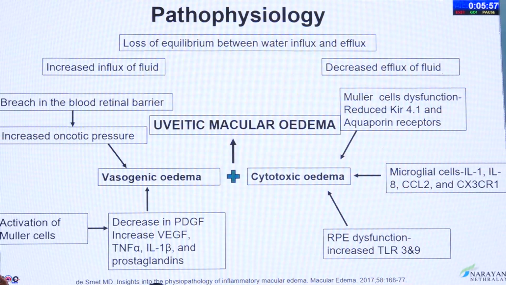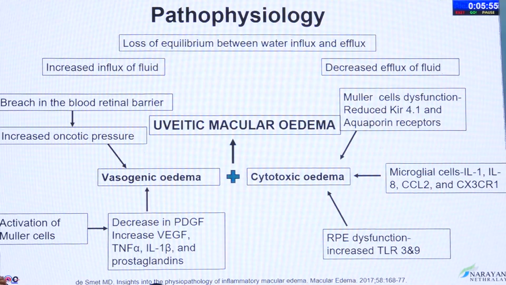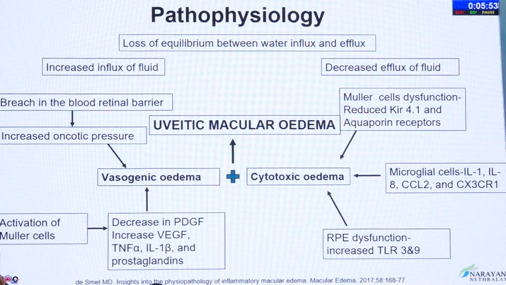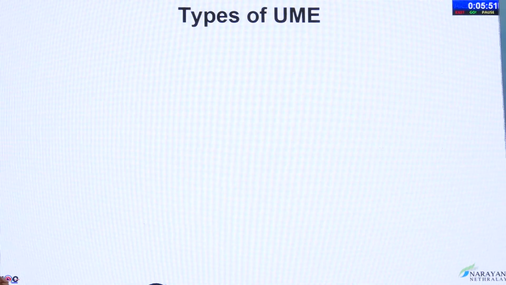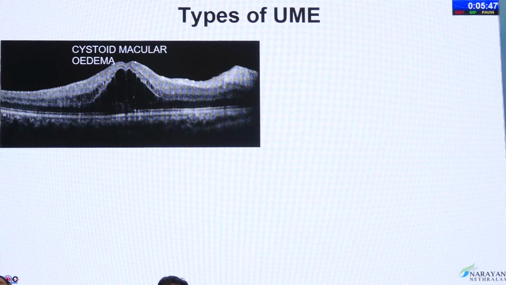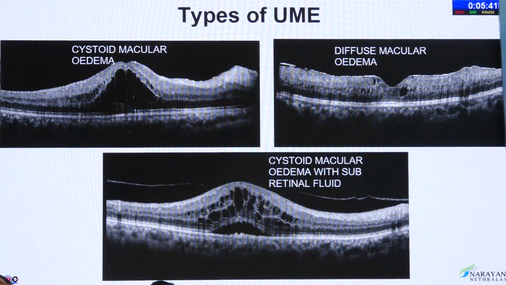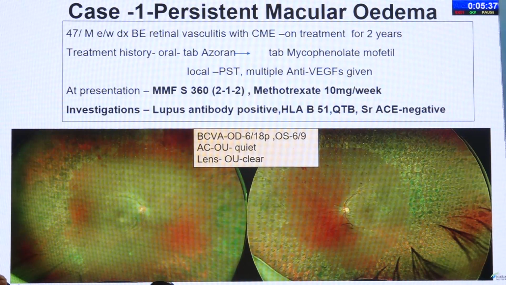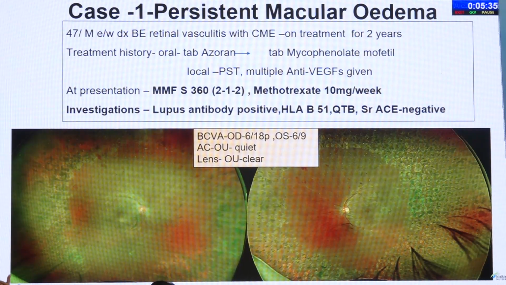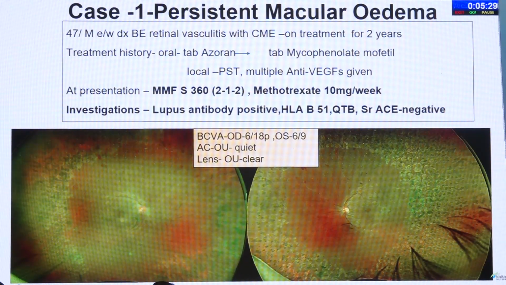So it's important we understand what pathogenesis is occurring in each case. Accordingly, we have to plan our treatment. Coming to types of uveitic macular edema, it could be a cystoid macular edema, which we commonly see, or diffuse macular edema, or cystoid macular edema associated with subretinal fluid. And now we'll move on to case examples. This instruction course is based on the cases, so now we'll see cases. First, case 1 is a case of a persistent macular edema.